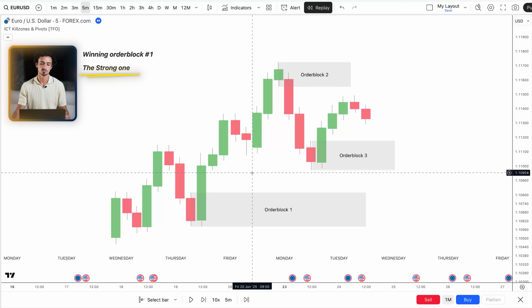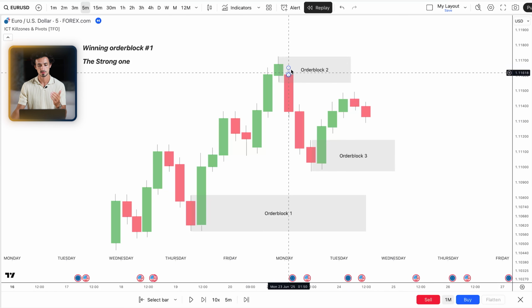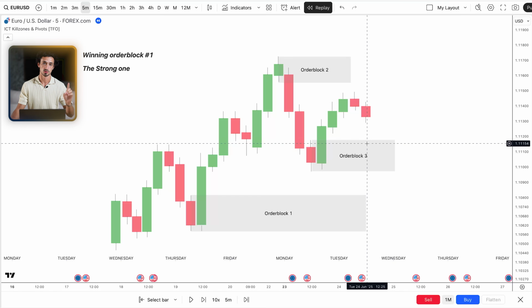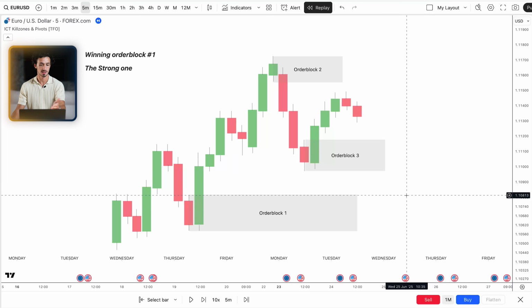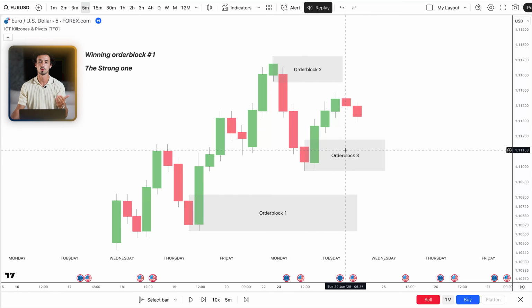So without further ado, this is the first type of order block that actually works, and I call it the strong one. Now, just because order blocks work doesn't mean they all work, right? That's clearly established. You've probably already experienced that yourself. So here, what we have are 3 different types of order blocks: our first order block, our second order block, and our third order block. But only one of these order blocks is most likely to work, and the other 2 are proven to fail consistently. Take a guess. Which one do you think it is? Do you think it's order block 1, order block 2, or order block 3?